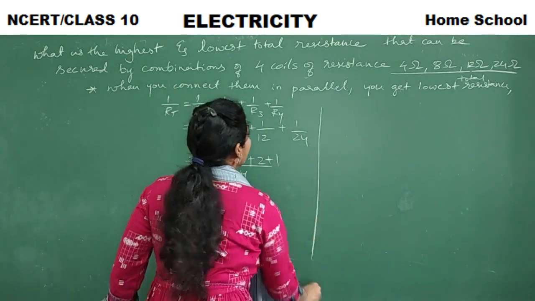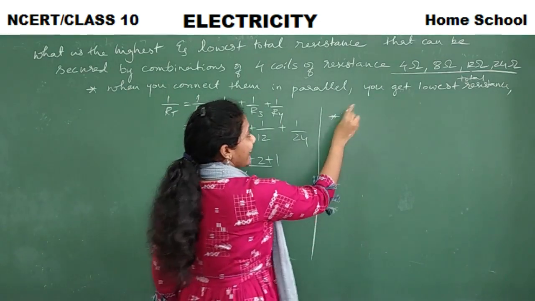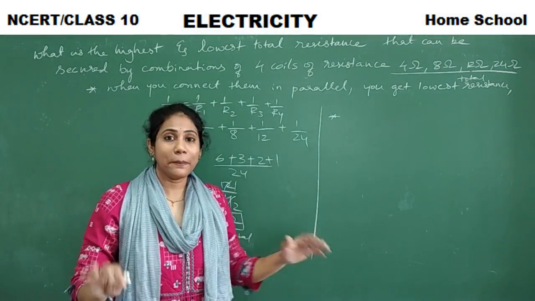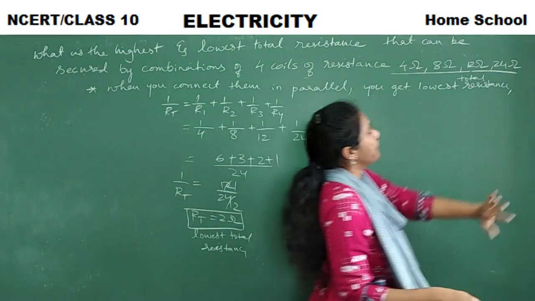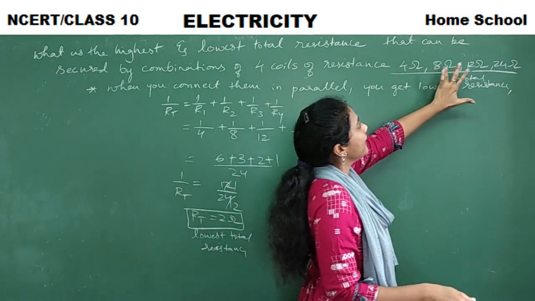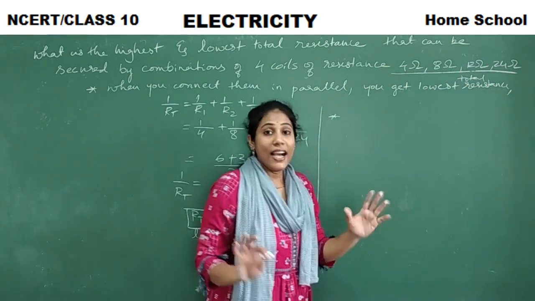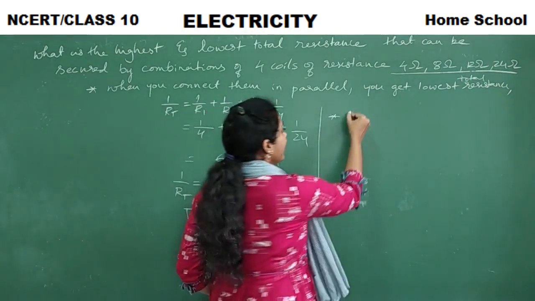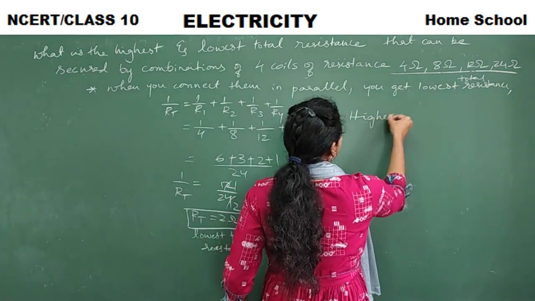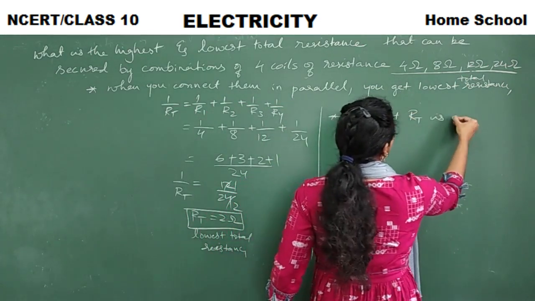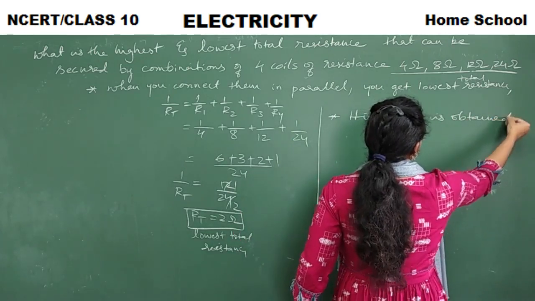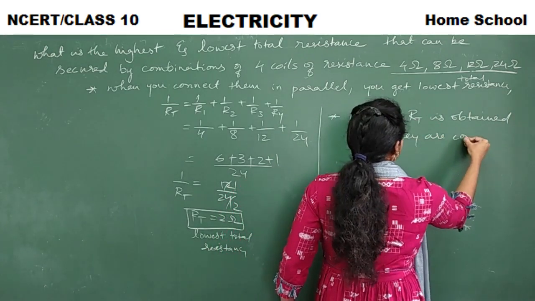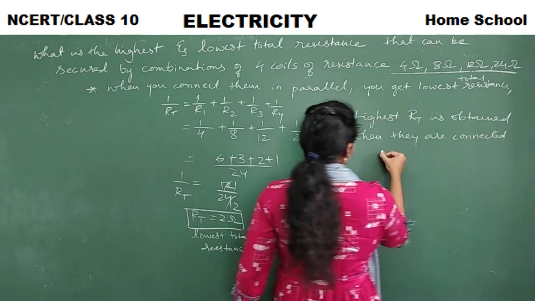Okay? And now, second point, the highest total resistance I am calculating. When do you get the highest total resistance? That means a value higher than all of them. The value should be higher than 4, higher than 8, higher than 12 and higher than 24. You would get the highest total resistance when you connect them in series, right? So the highest total resistance is obtained when they are connected in series.